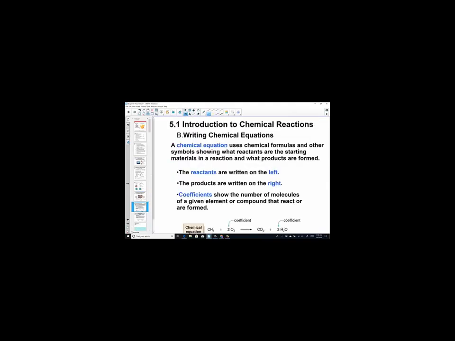Reactants turn to products. The reactants are the starting materials. We write out what's called a coefficient in our balanced equation to help obey the law of conservation of mass. So this chemical equation uses chemical formulas and other symbols showing what reactants are the starting materials in a reaction and what products are formed. To define a chemical equation, it represents a chemical change.